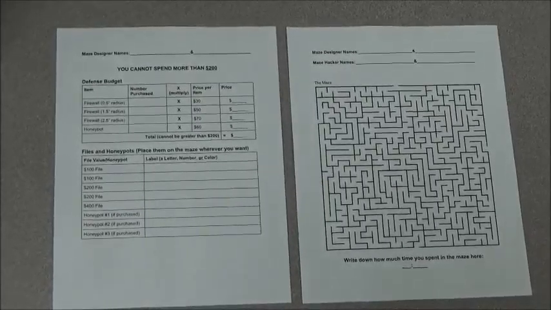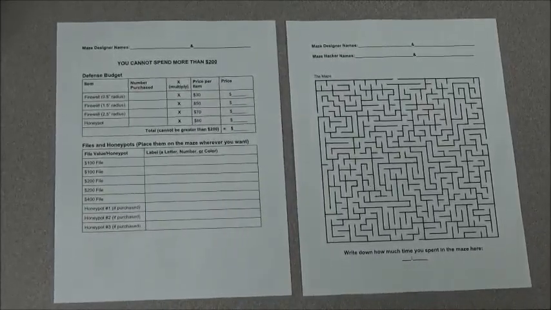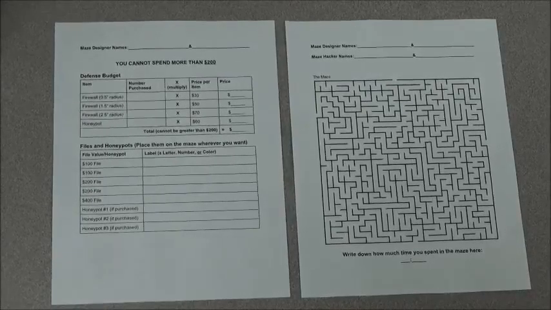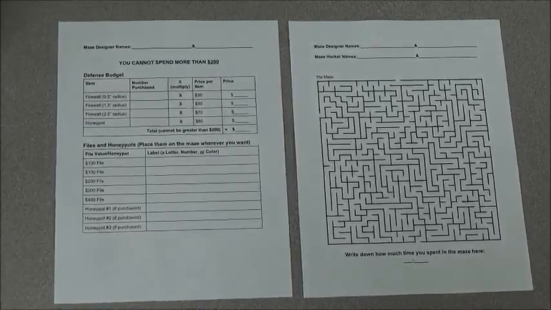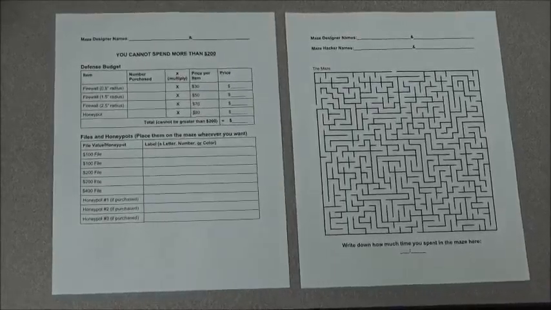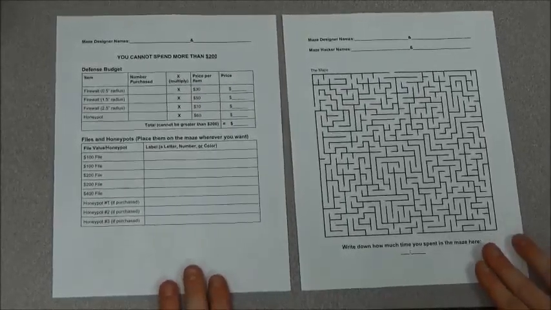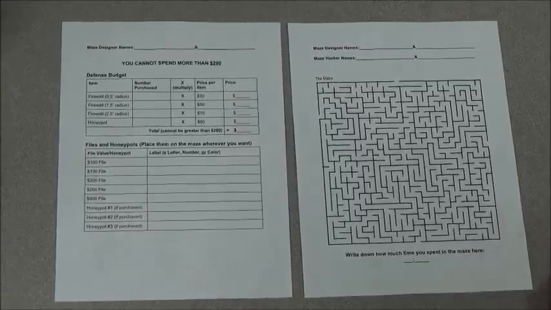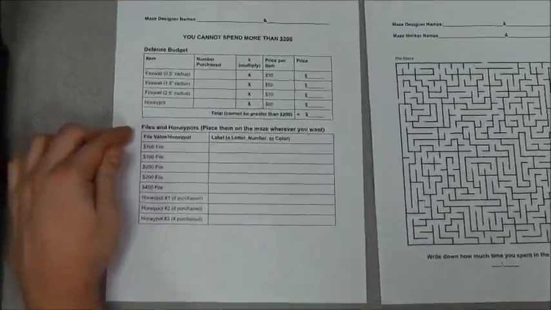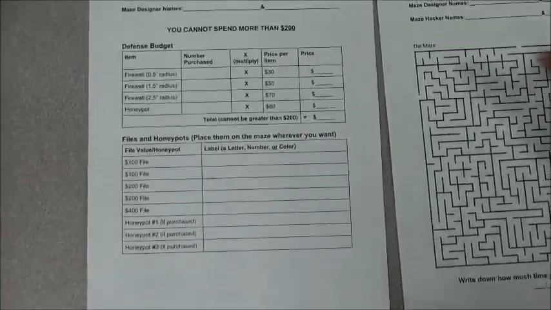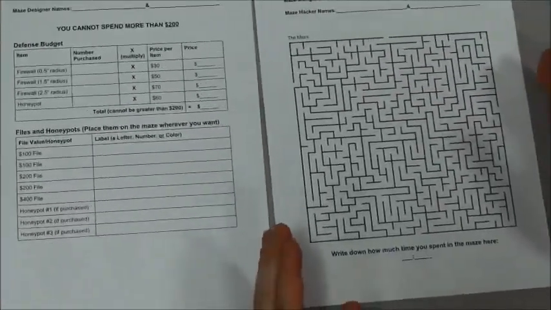This video assumes that the students have already become familiar with the aspects of honeypots and firewalls. Now, break the students up into teams of 2. Each team should be given the first 2 pages of the activity handout, which consists of the defense budget table, the files and honeypots labeling table, and the maze, which represents a network.